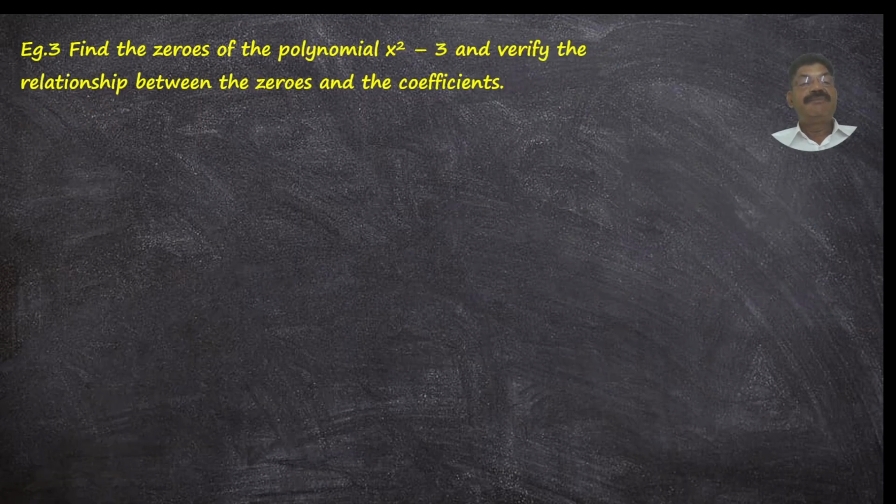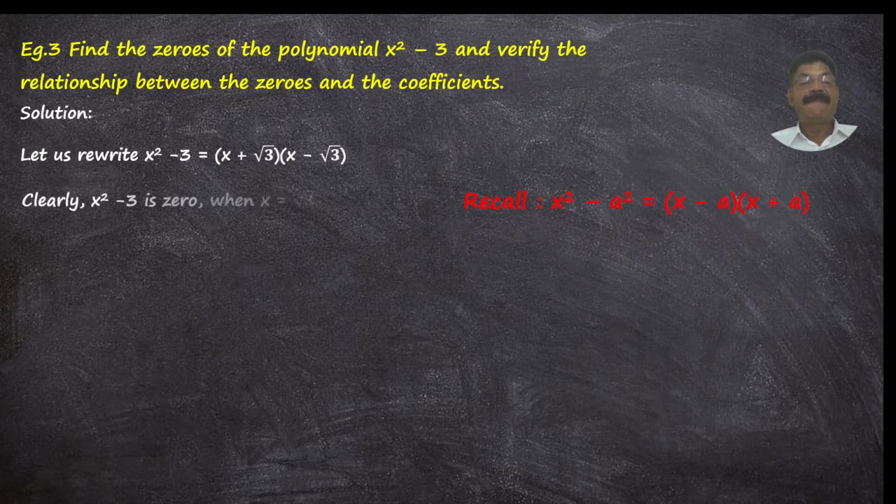Now, you consider the third problem. Find the zeros of the polynomial x square minus 3 and verify the relationship between the zeros and the coefficients. Solution. X square minus 3 is equal to x plus root 3 into x minus root 3. Here the middle term is missing. Therefore, you can easily factorize it using the formula x square minus a square is equal to x minus a into x plus a. Therefore, the zeros of the polynomial are square root of 3 and minus square root of 3.